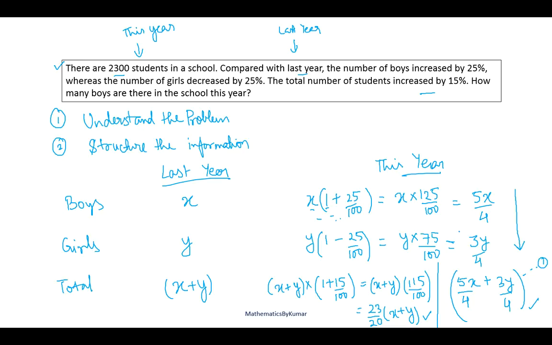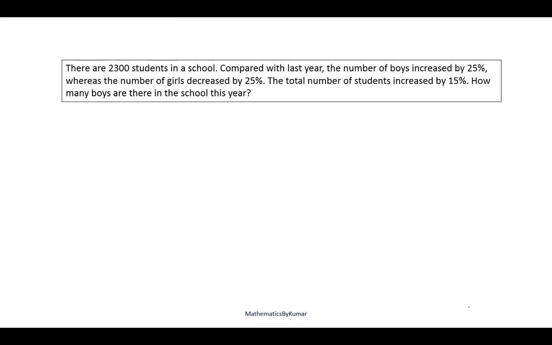we had, this is one way we had used to find out the value. So we have used this method. There is one more method to find the same value. So I know by addition of the number of boys and number of girls for this year that 5x by 4 plus 3y by 4 is also equal to 2300.